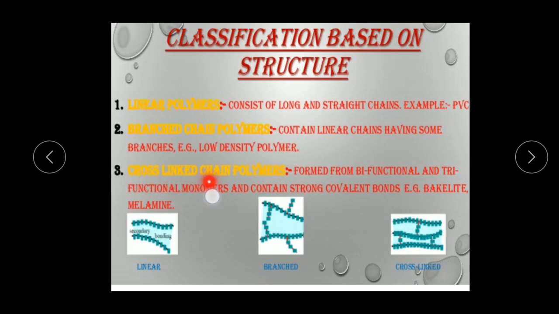And the third one, cross-linked polymers, are formed from bifunctional and trifunctional monomers and contain strong covalent bonds, for example bakelite and melamine. As we can see in the image here, this is called a cross-linked chain. Look at the figure: there are long chains of linear polymers, and between two linear chains there is a branch connected to each linear chain, so it looks like a cross-linked polymer.